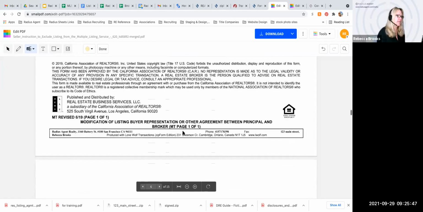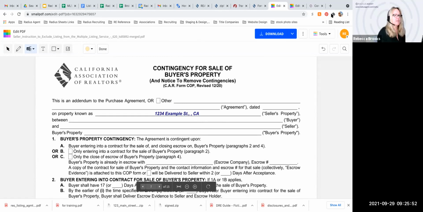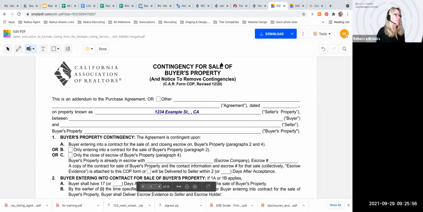All right, next form, contingency for the sale of the buyer's property. This is a confusing one. People use this all the time. Obviously, if you have a buyer and they want to move up to a larger house, but they have to maybe sell their smaller house first, so they want to make a contingent offer.